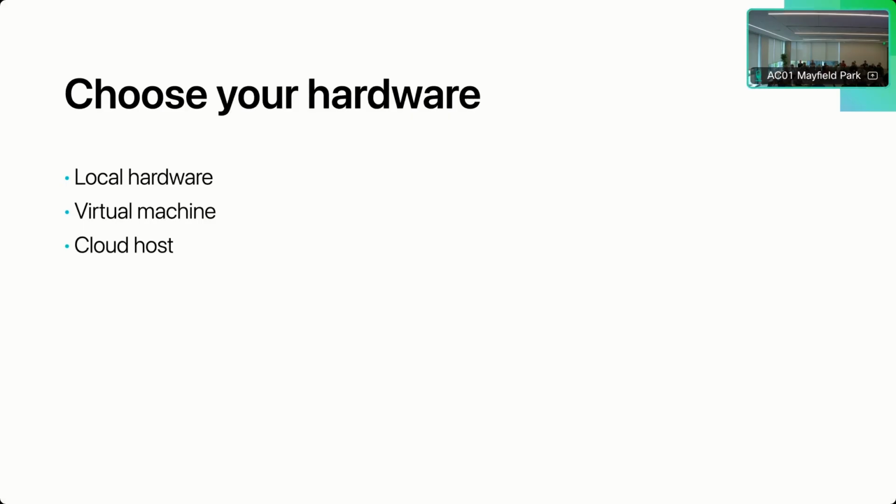The next decision is choosing your hardware. Choosing the operating system was easy. Ubuntu, that's all. As far as hardware goes, there are kind of 3 options. The first is actual local hardware, like get a physical machine.